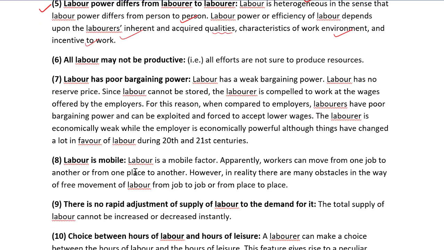Let's see the next point, that is the sixth one. All labor may not be productive. That means all efforts are not sure to produce resources. Wastage of resources could happen. Wastage of resources is possible.